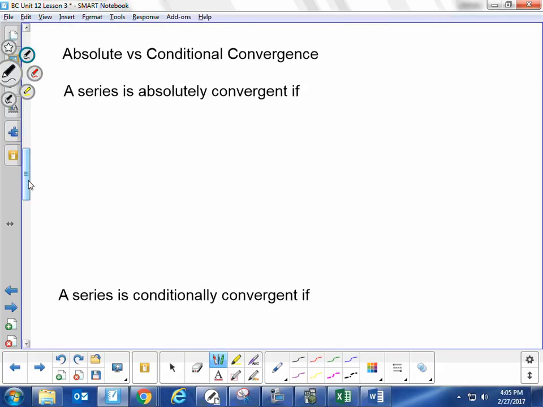Finally, we'll go to absolute versus conditional convergence. It's very simple, and if we understand all of our rules coming up to now, it's just an application of those rules, including the alternating series rule. We'll say a series is absolutely convergent if we start out with the series being convergent, and if we took the absolute value of it and we only had positive terms, we'd also be convergent. That's simple.